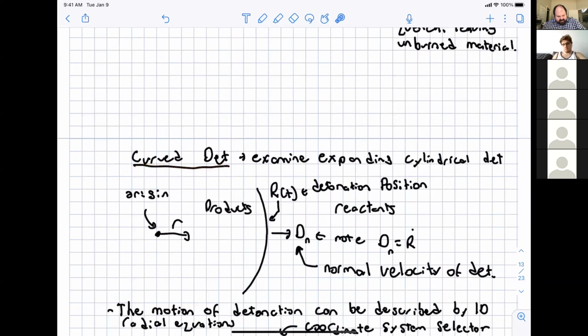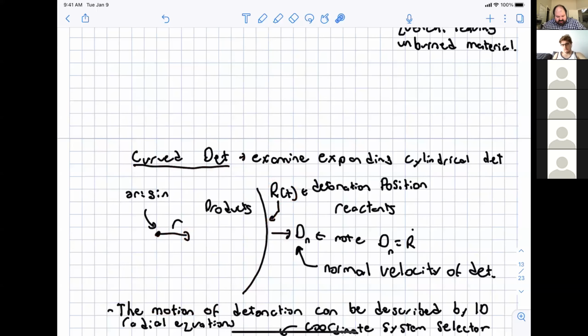And so we're going to just examine an expanding cylindrical detonation. So the detonation is just an expanding cylindrical ring, or it could be spherical. The detonation propagates at some velocity D_n. The position of the detonation at time t is given by capital R. So it's basically the radial position of the detonation as a function of time. The origin, or the center of the circle, is here, and the spatial coordinate here is r.